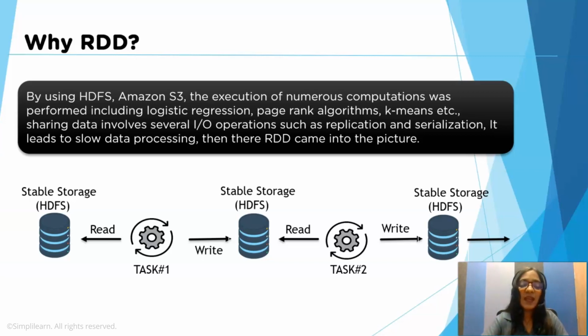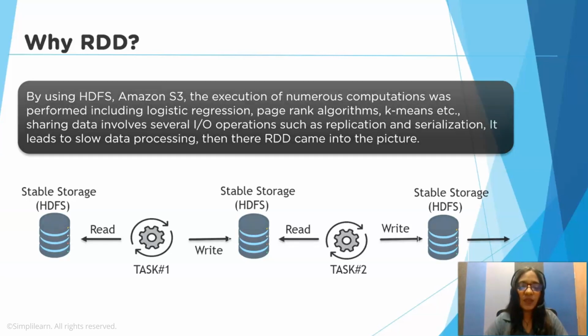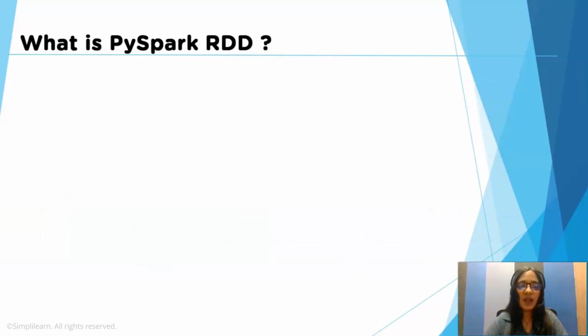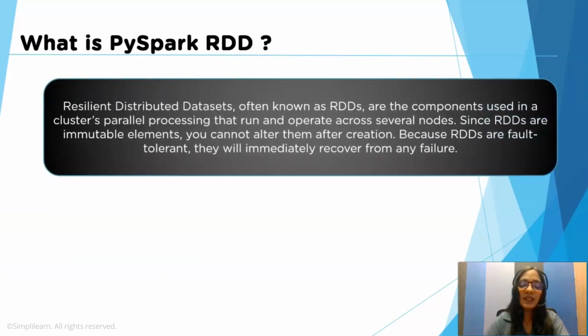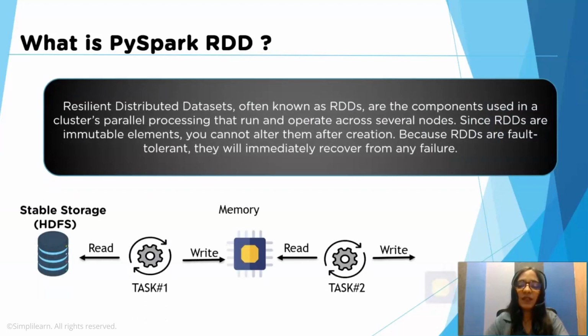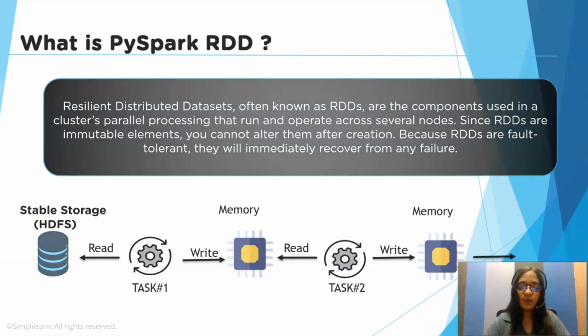So with this, let's look at our next topic, that is, what is PySpark RDD. Resilient Distributed Datasets, often known as RDDs, are the components used in cluster parallel processing that run and operate across several nodes. Since RDDs are immutable elements, you cannot alter them after creation. Because RDDs are fault-tolerant, they will immediately recover from any failure. Now let's have a look at each of its features.